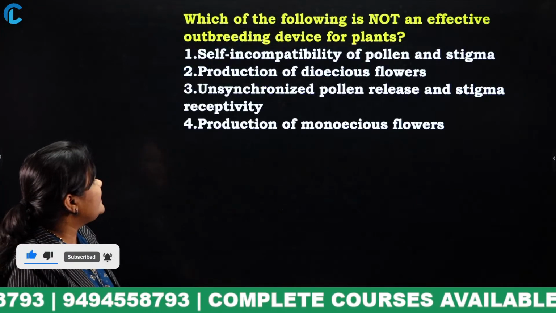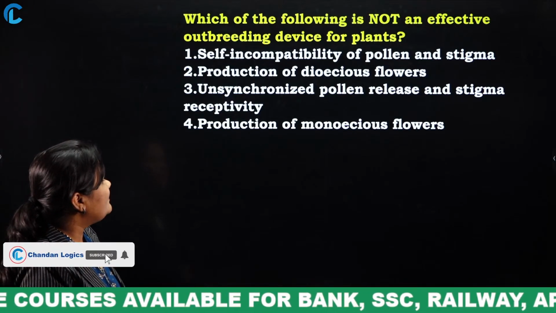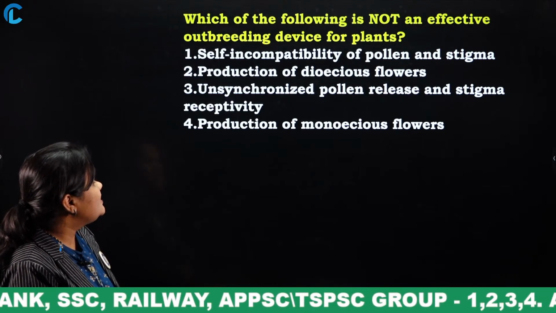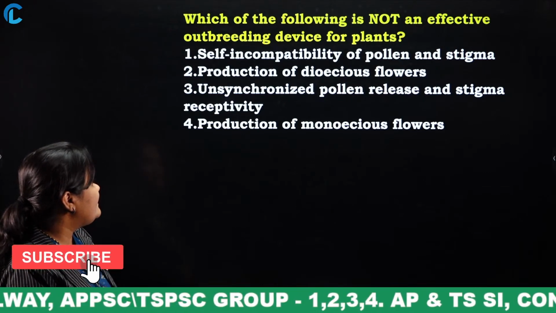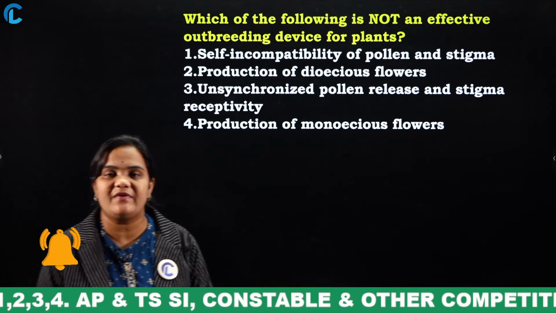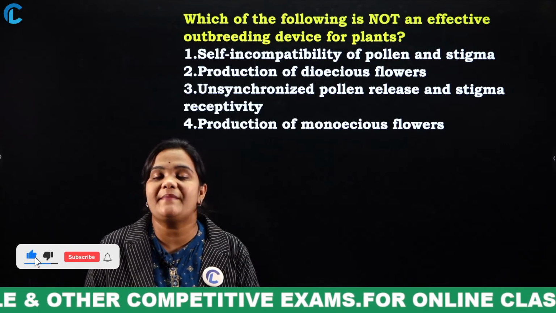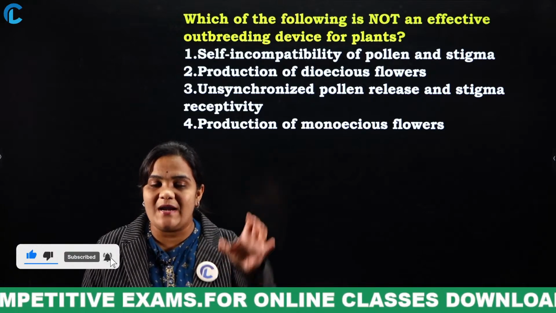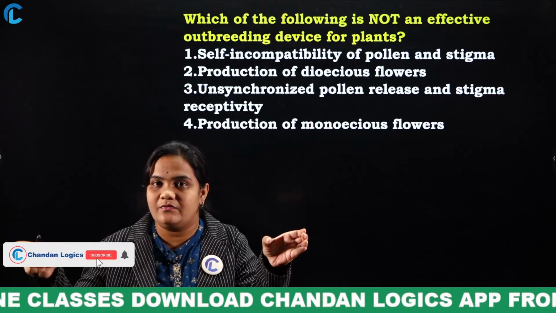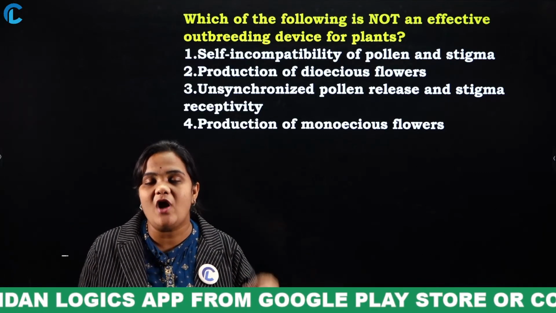Which of the following is not an effective outbreeding device for plants? Self-incompatibility of pollen and stigma, production of dioecious flower, unsynchronized pollen release and stigma receptivity, production of monoecious flowers. Come on, try to give me the answer for this question. Outbreeding, inbreeding. Outbreeding means nothing but crossbreeding. That means one male plant will search for another female plant for reproduction. That is said to be outbreeding or crossbreeding.